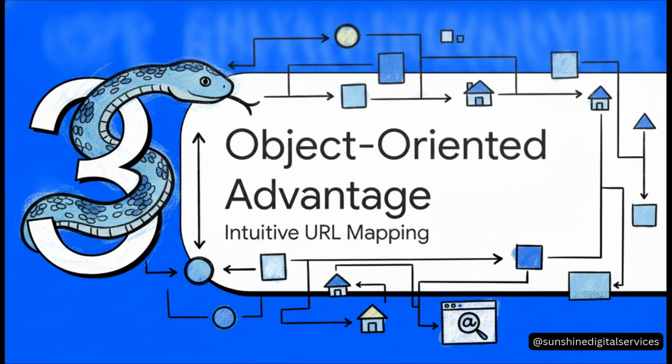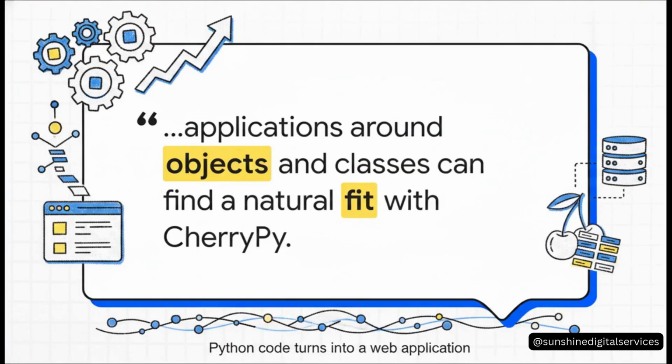Intuitive URL mapping. Now, what's really interesting here is the guiding philosophy behind it all. As they say, developers who prefer designing their applications around objects and classes can find a natural fit with CherryPy. If you're a dev who already thinks in terms of Python classes and objects, you are going to love this. The learning curve is so incredibly gentle. Its straightforward API just naturally aligns with Python's core principles. It essentially takes the way you already write Python code and magically turns it into a web application.